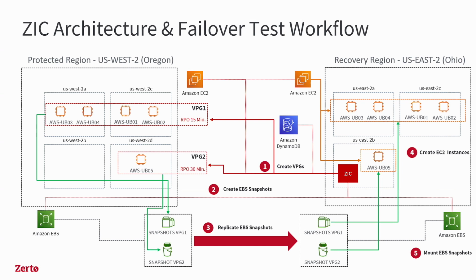So if I want my first web application to have an RPO of 15 minutes, I set that 15 minutes, and then every 15 minutes, automatically Zerto will kick off a snapshot and replicate that set of snapshots to the recovery region. And then same thing for the second one. I want 30 minutes, I can do 30 minutes.